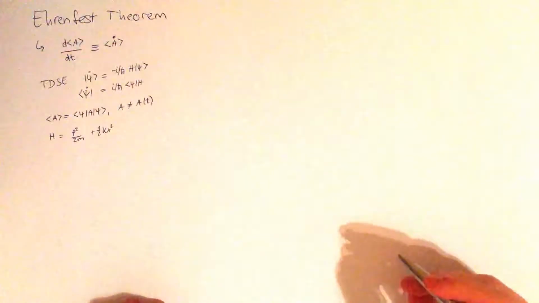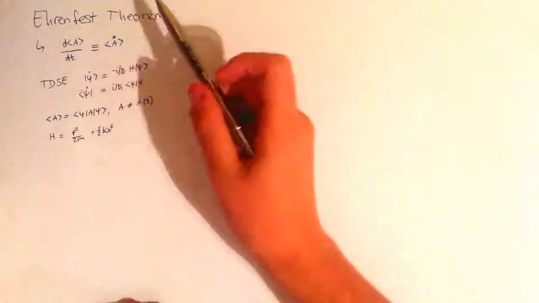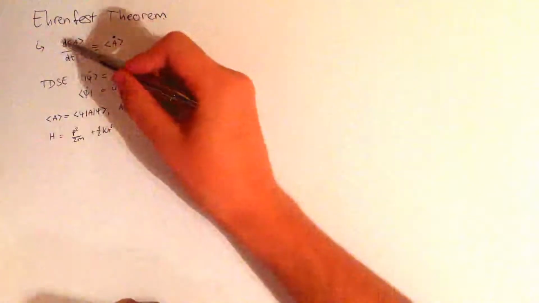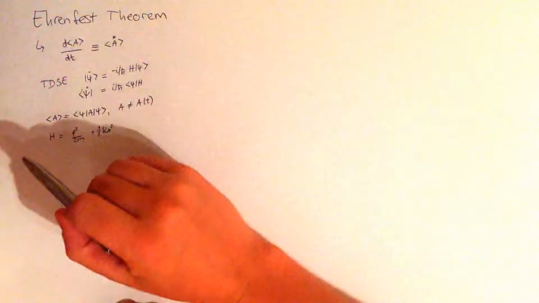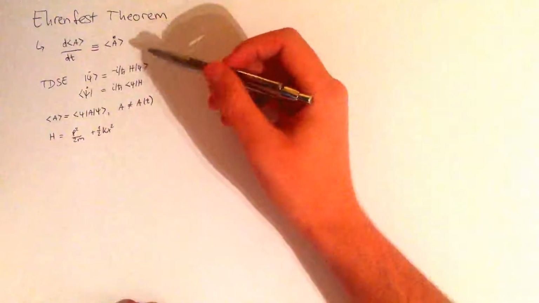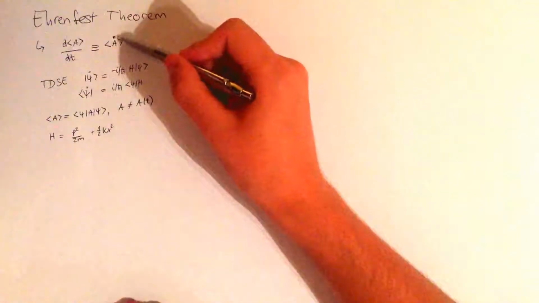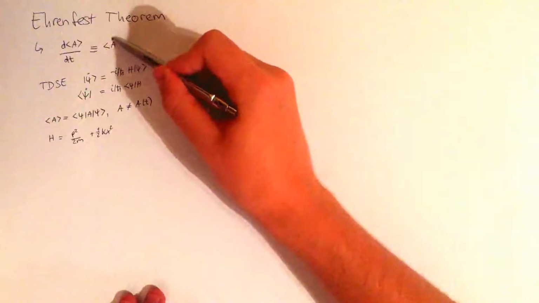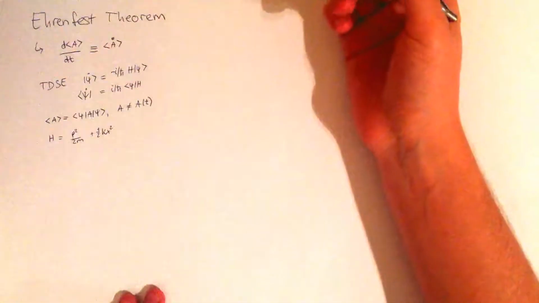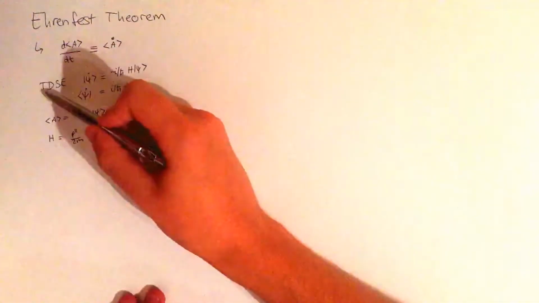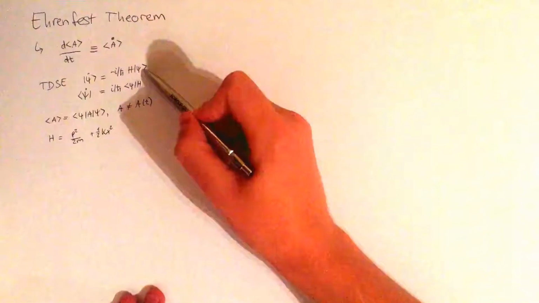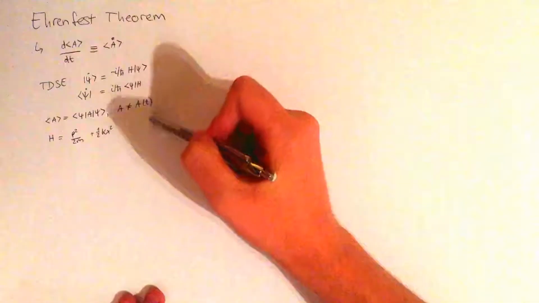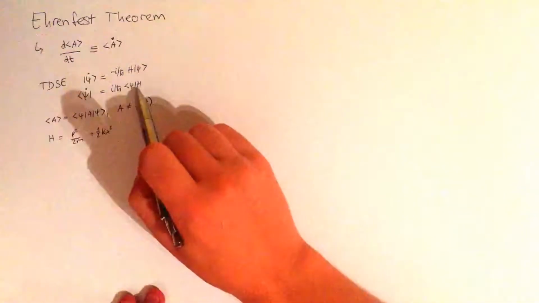Today we're going to talk about the Ehrenfest Theorem, which talks about the time derivative of the expectation value of an operator, which I call A, and from now on I'll always refer to time derivatives with a dot on top. In order to do so, we need the time-dependent Schrödinger equation, which is given here, and we'll also need the Hermitian conjugate, which I already wrote down here.